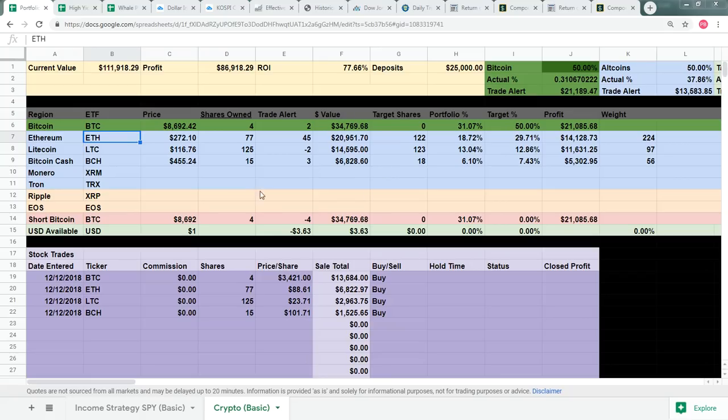So this portfolio we will look to take profits on soon, but it has a 50% recommended allocation to Bitcoin, 29% to Ethereum, 12% to Litecoin, and 7% to Bitcoin Cash. Now, if you are a little bit more advanced, the other coins we would recommend positions similar to the size of your Bitcoin Cash would be Monero, Tron, Ripple, and EOS. So that would be around $400 to $500 in each of those coins, and you would take that out of your Bitcoin position. Otherwise, I would stick to these big four.